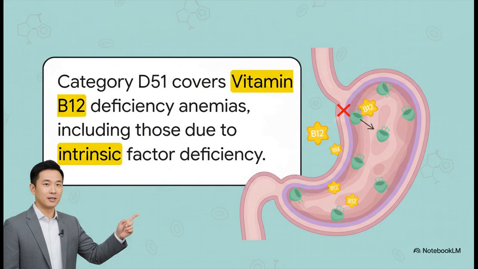This is what's known as pernicious anemia. And you might be wondering, what is intrinsic factor? Well, it's a protein your stomach makes that is absolutely essential for absorbing B12 from your food. Without it, you could eat all the B12 in the world and it wouldn't matter. This code captures that specific problem.